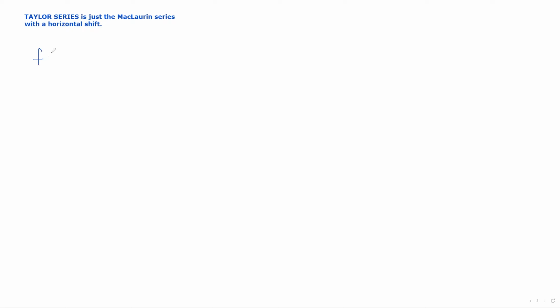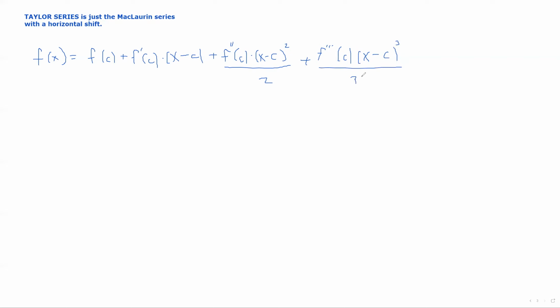So it ends up being that f of x is equal to whatever our anchor point is, we're going to call it c, plus f prime of c times, and then it's not times x, but rather x minus c, because we're going to do a horizontal shift, plus f double prime of c times x minus c squared over 2, plus f triple prime of c times x minus c cubed over 6, 3 factorial, plus dot dot dot, the nth derivative of c times x minus c to the n over n factorial, dot dot dot.